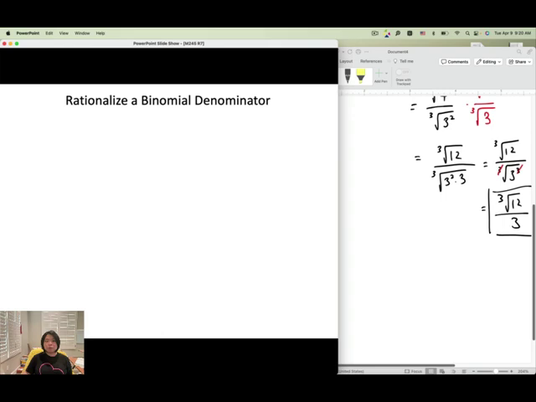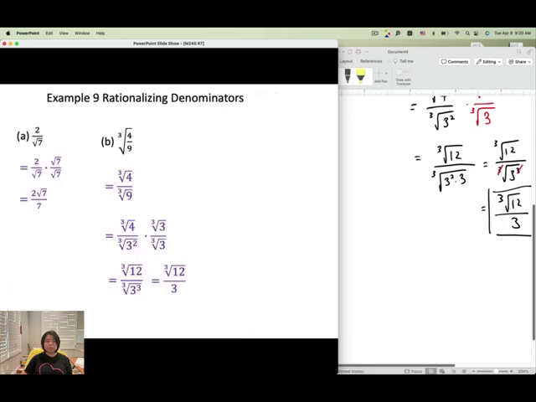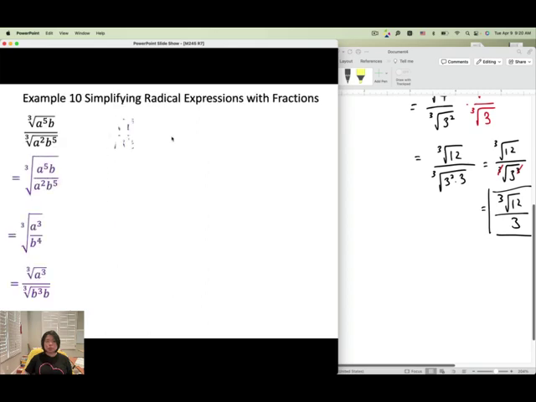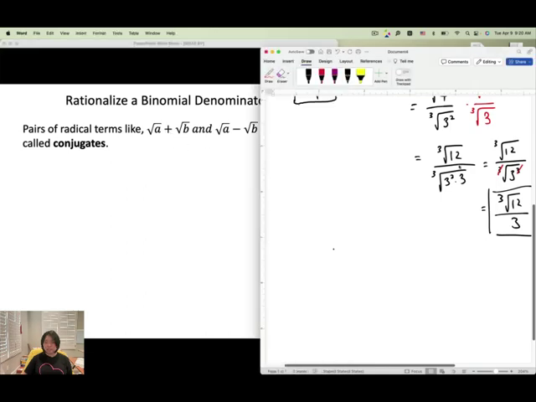Rationalize a binomial denominator. Okay, binomial means we do have 2 terms on the denominator. The previous example here, this is only 1 term, monomial. 1 term here. Right now, we do have 2 terms on the denominator. Before we work on it, you need to know what the conjugate means. Conjugate means when you have a positive, you're going to make it negative.